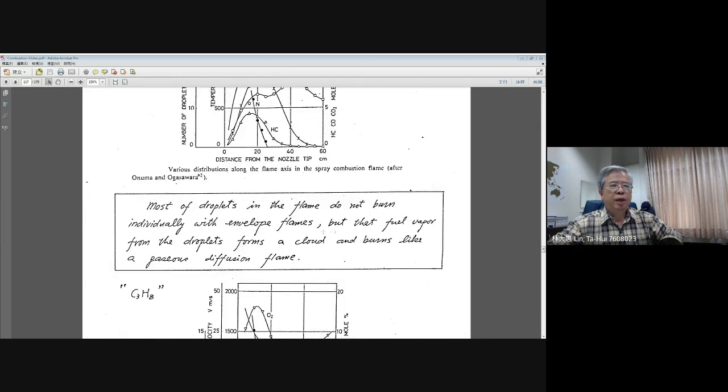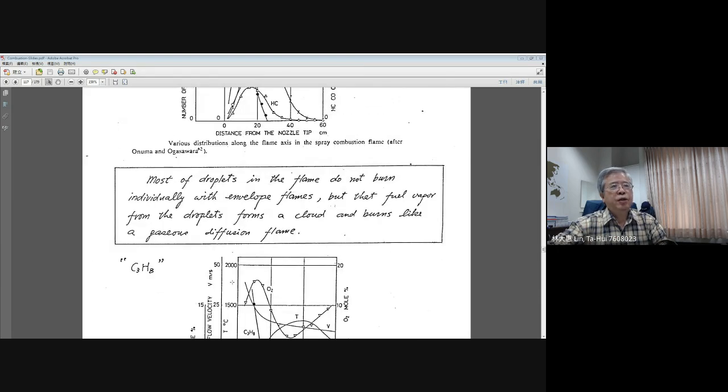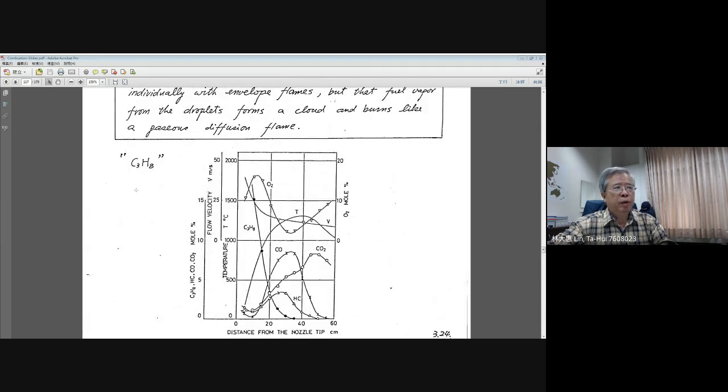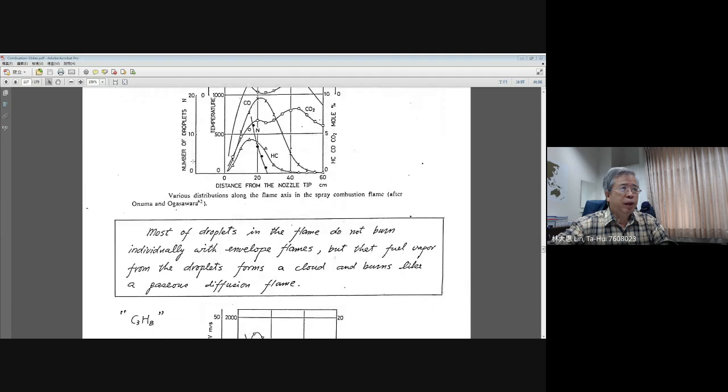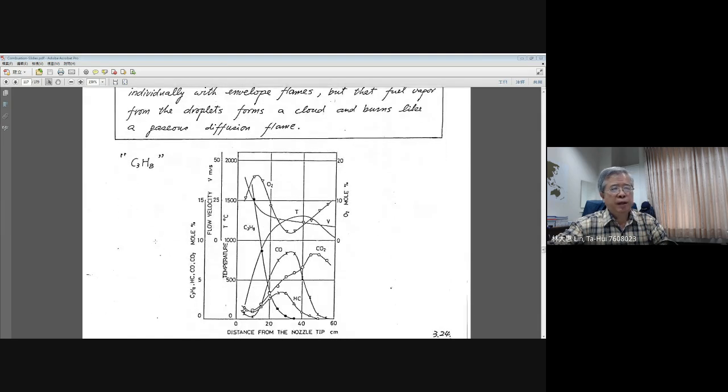The oxygen variation is very similar in the gaseous propane flame. Based on these two figures, you can figure out that for the kerosene spray and for the propane gaseous flames, they have a similar variation in gaseous concentration and fuel conditions, and also the temperature. They are almost the same.